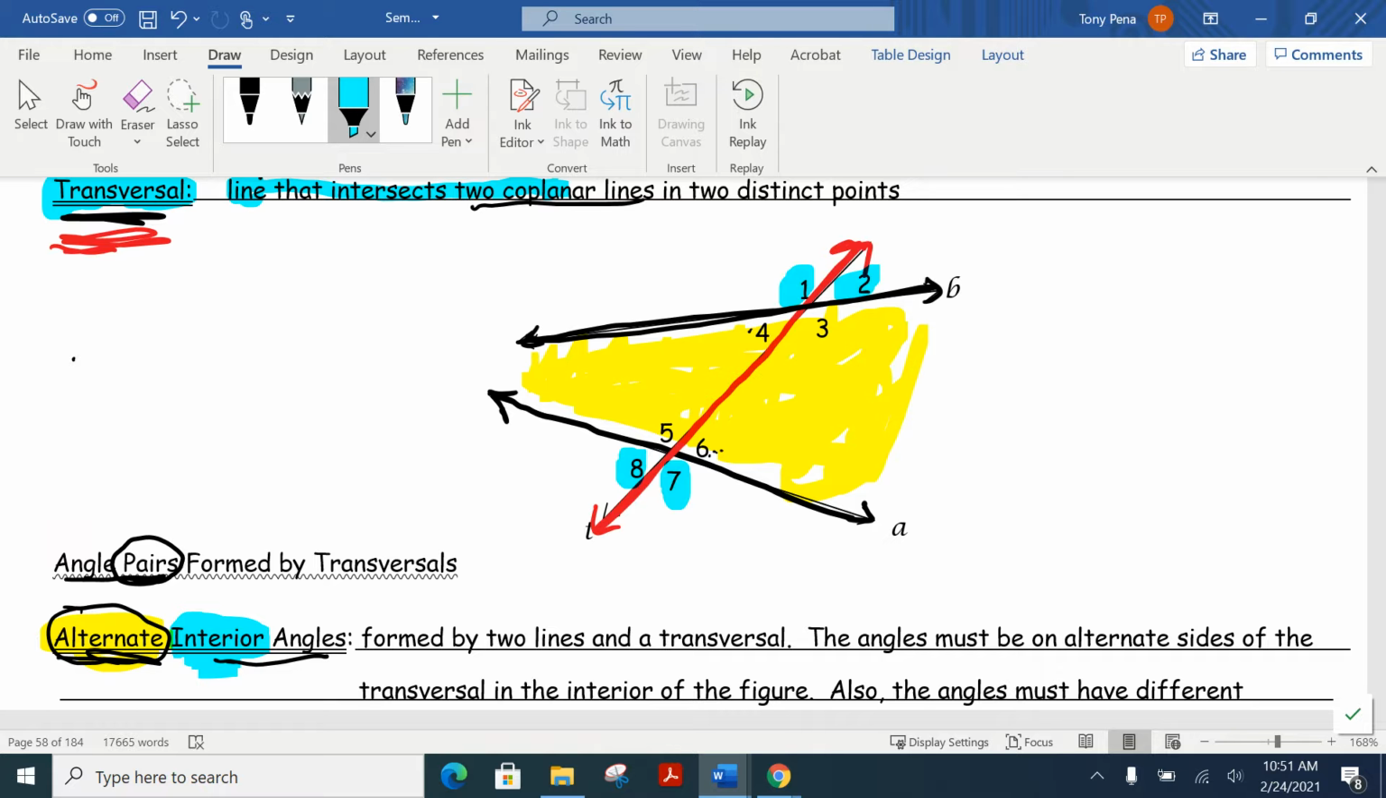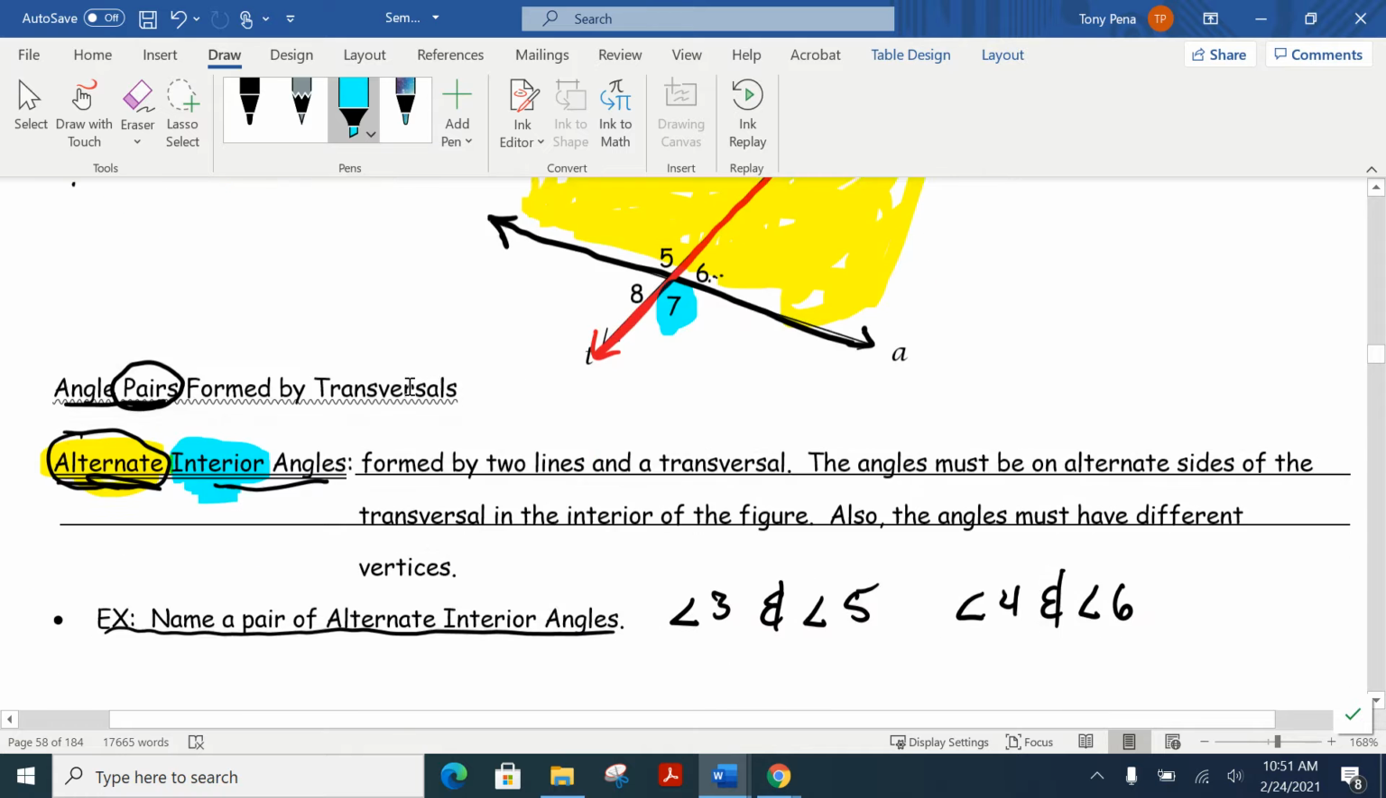What you're going to name in that next category are alternate exterior angles. So let's look at angle number 1 first. Just look at angle number 1. If we go to these other two angles, 7 and 8, that are formed by the other line, the exterior angle between 7 and 8 that's on the opposite side has to be angle 7. So angle 1 and angle 7, they're on opposite sides of the transversal, but outside of those two black lines. So 1 and 7.